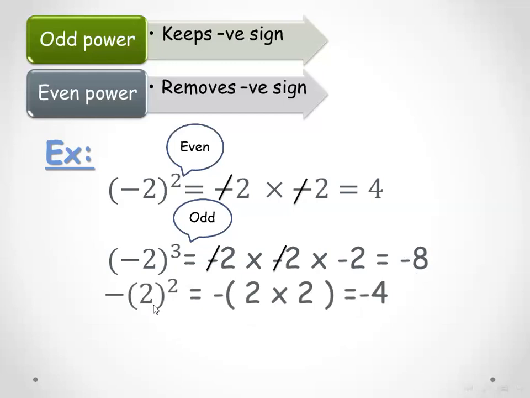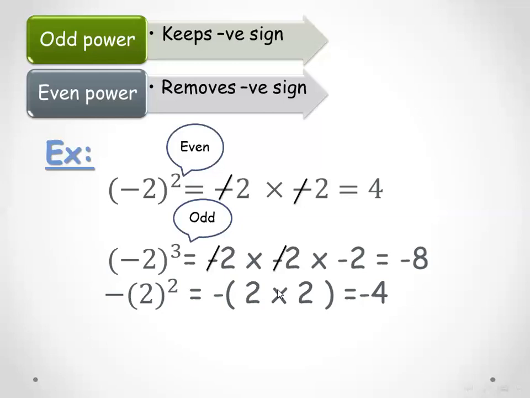Okay, negative 2 to the power 2. The power here is even, but the negative is not included under the power. The power is on 2 only, so the negative will be outside as it is.